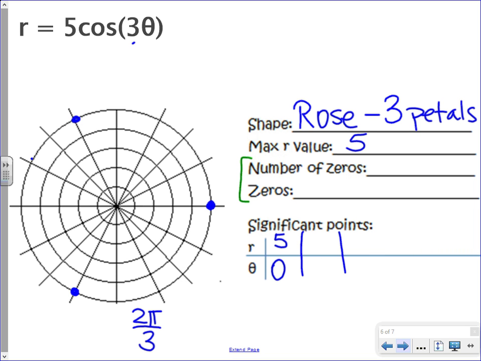Okay, now, I plotted where my 3 petals are. Everybody watch me draw it, and you're going to count how many times we go through the pole. Are you ready? Three times we go through the pole. What does that tell us? We have 3 zeros. Excellent.